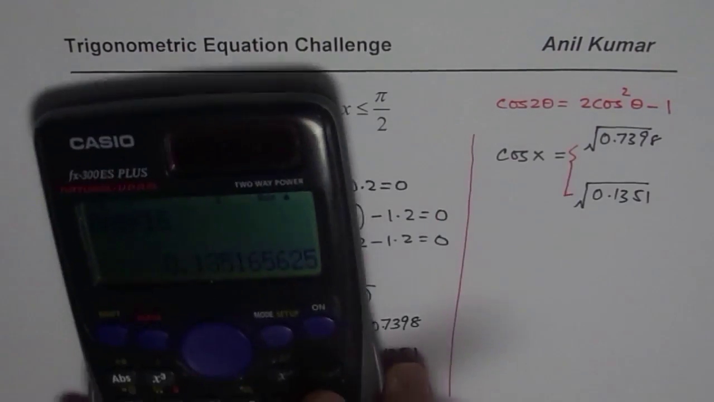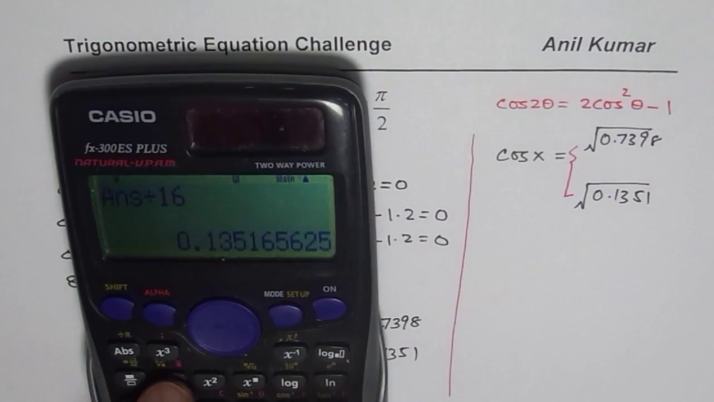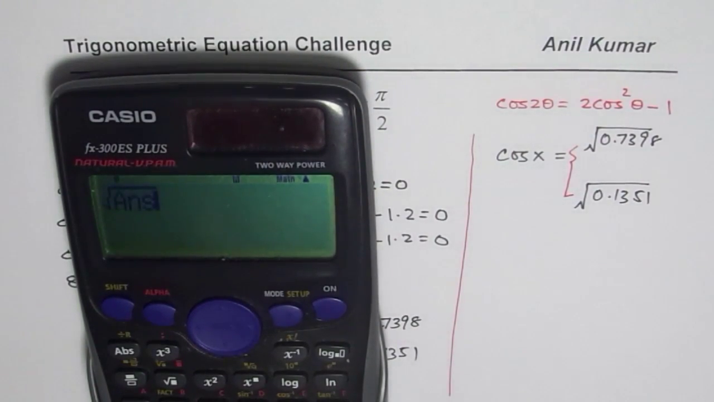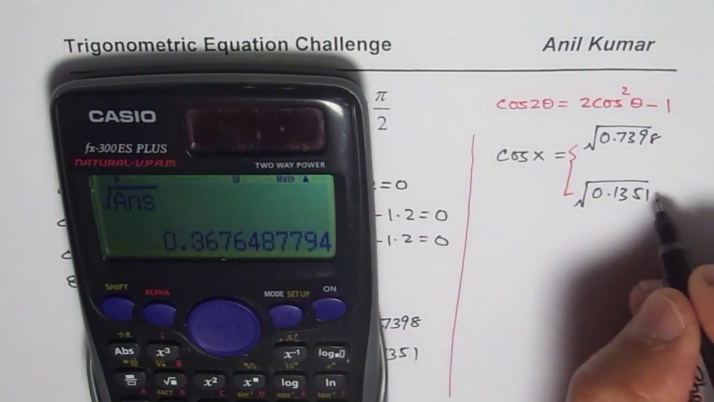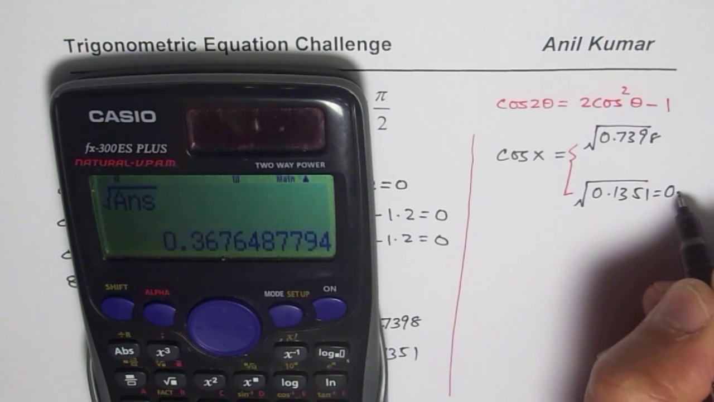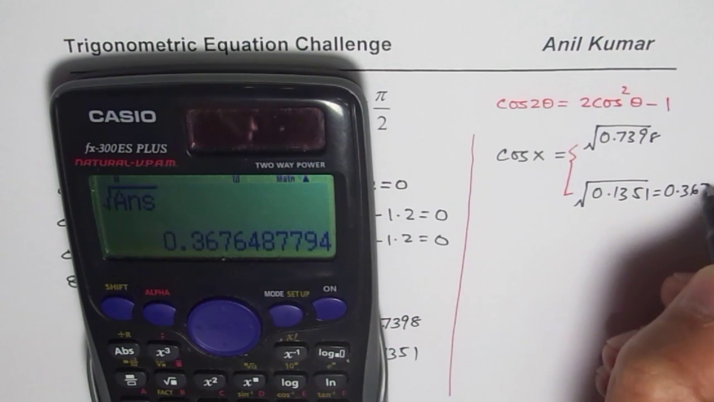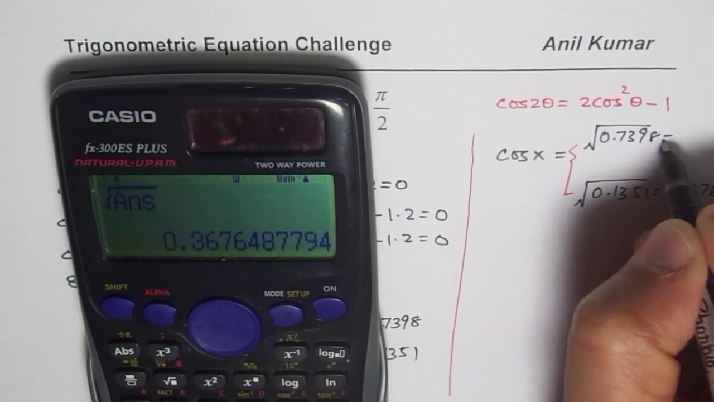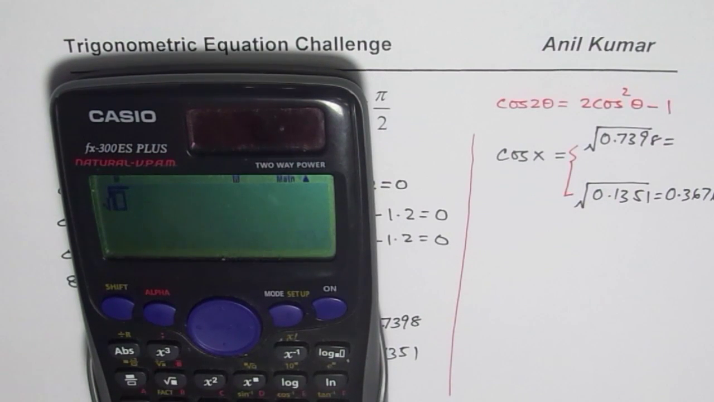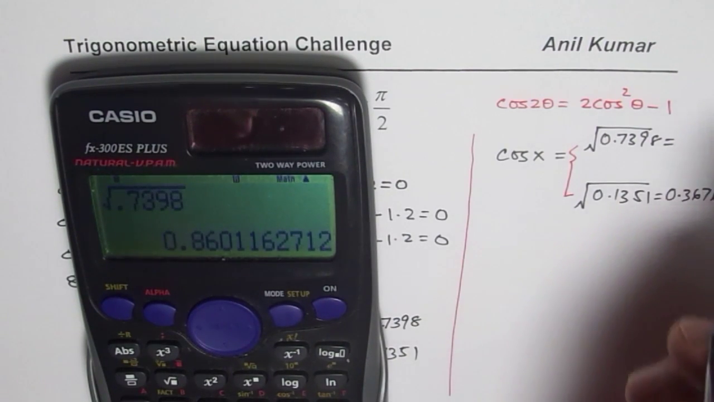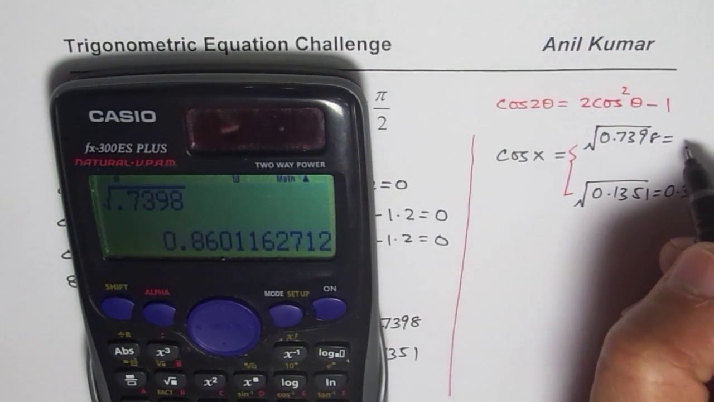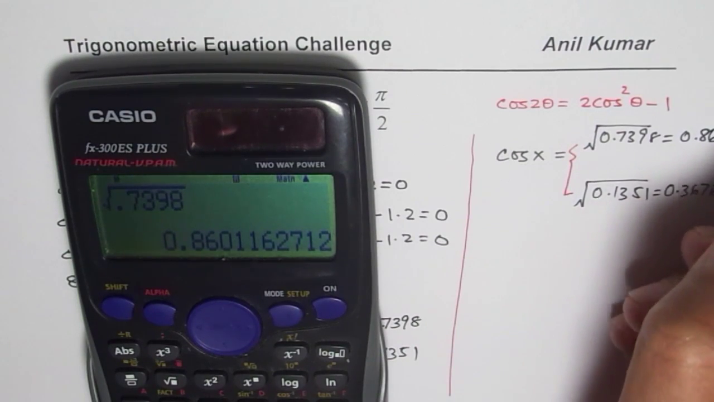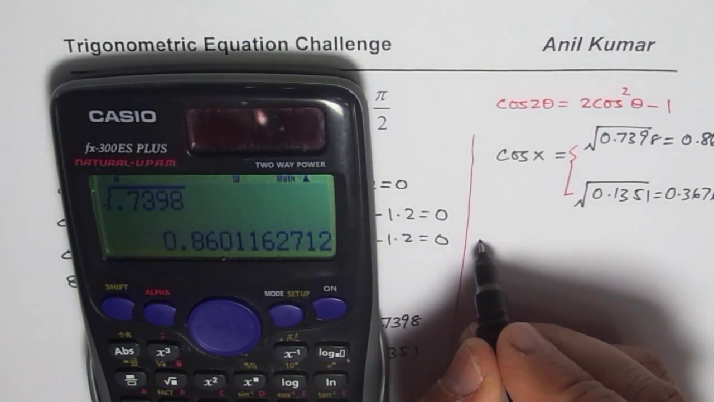So let me find the square root. We already have one of the numbers inside, so say answer, and this gives us 0.3676, and that will give us, let us say, the square root of 0.7398, which equals 0.8601. So now we can find what cos x is.